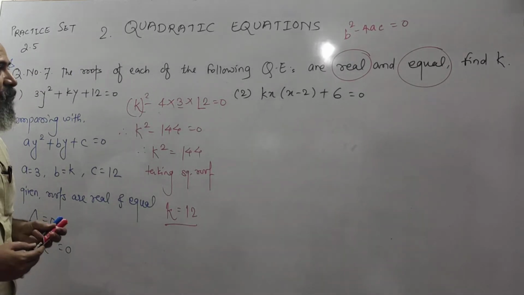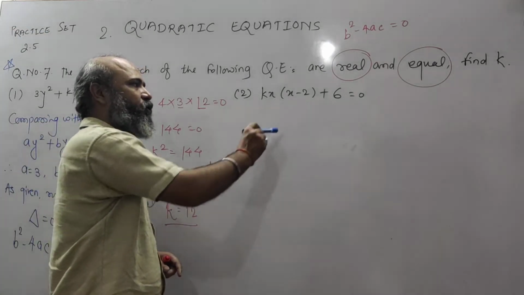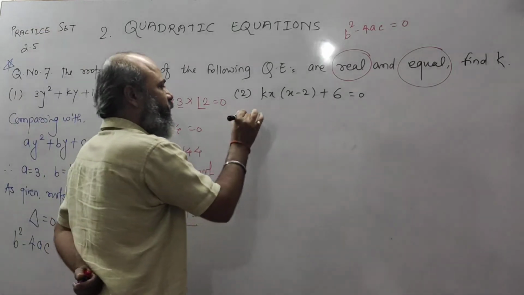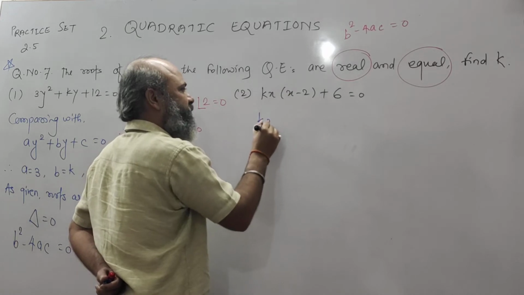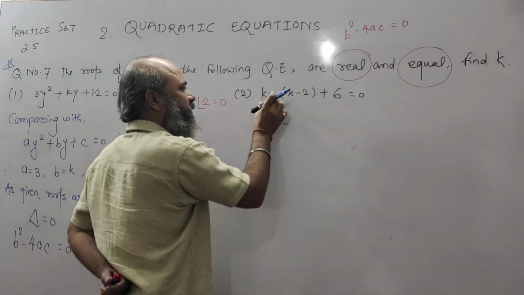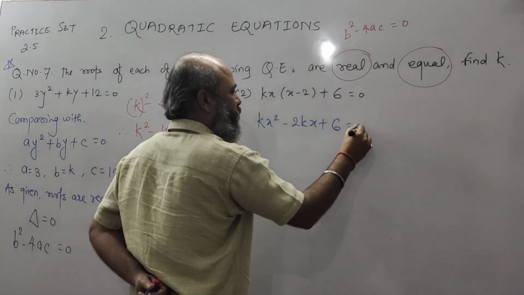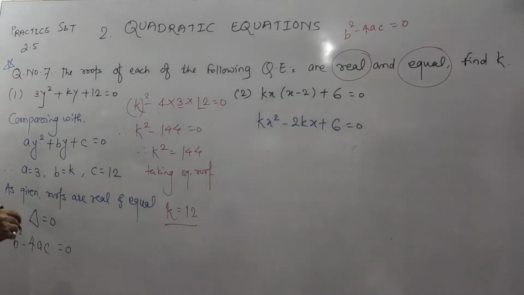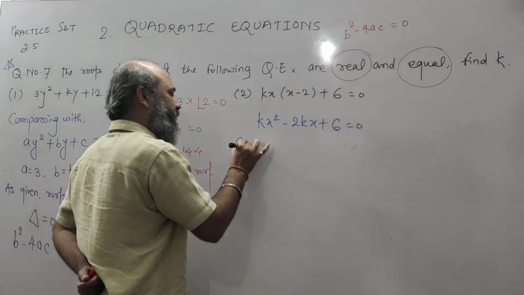Now we'll see the second question. Second question is kx in bracket x minus 2 plus 6 is equal to 0. Here you will multiply this with x. You will get kx square minus 2kx plus 6, and this is equal to 0. Now student, we'll find the values of a, b and c.